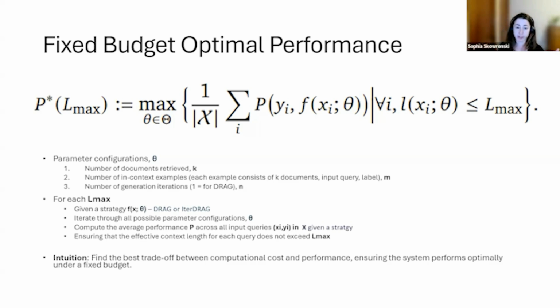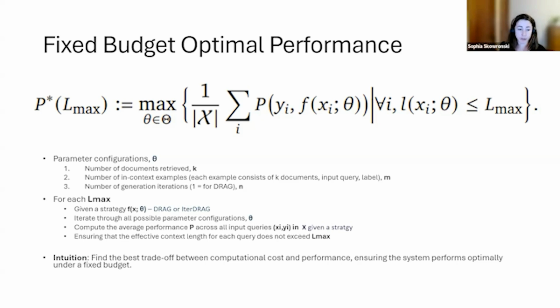Given a set of input queries and their ground truth answers, we are using a strategy, f of x, given theta, to make a prediction. The strategy is DRAG, iter-DRAG, or some of the other baseline models that they threw in for comparison, like multi-hop Q&A or zero-shot Q&A. They then limit the context length for each strategy to ensure that it's below this LMAX.